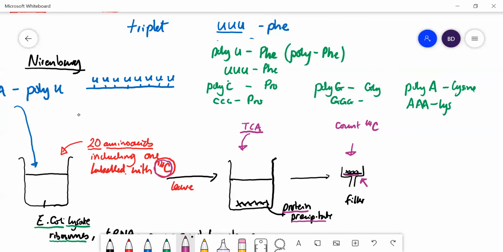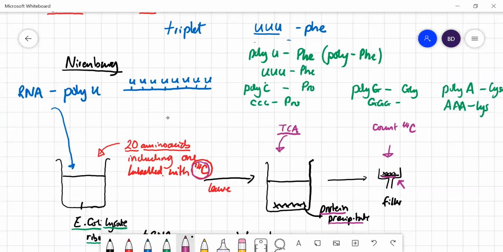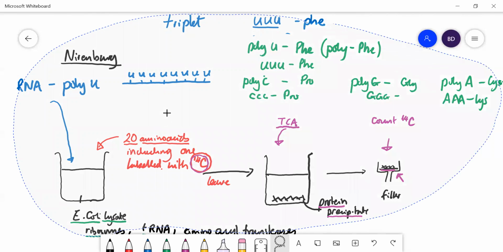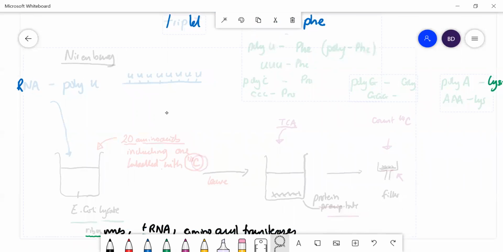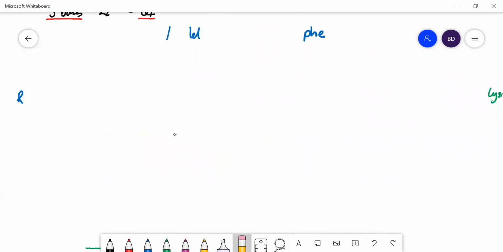Right, now let's rub this out, and we're going to look at the next stage and what they did. Nirenberg and Matthaei was the other researcher. Okay, so this was all in the early 60s. What they did then was, they couldn't make specific sequences of RNAs, but they made RNA.